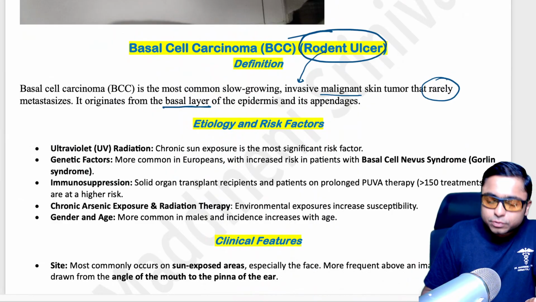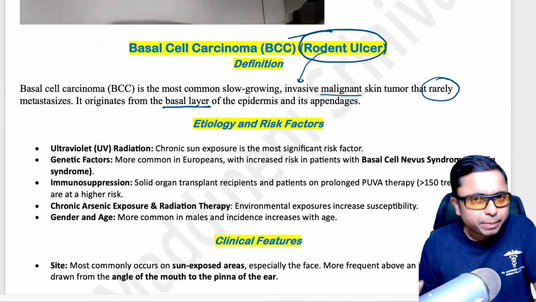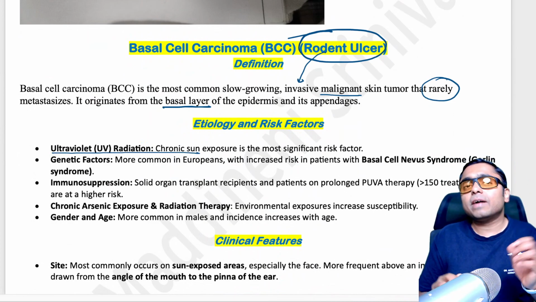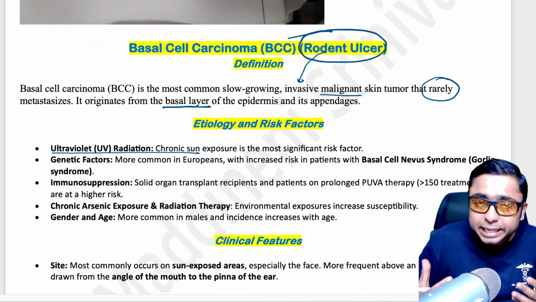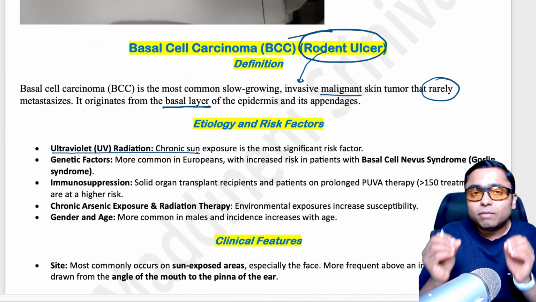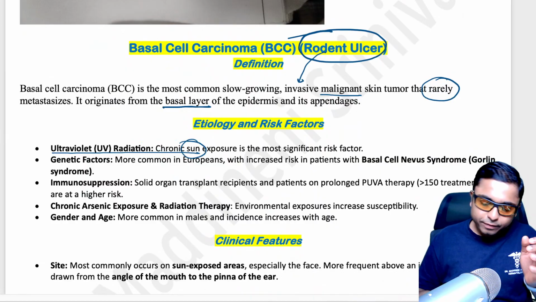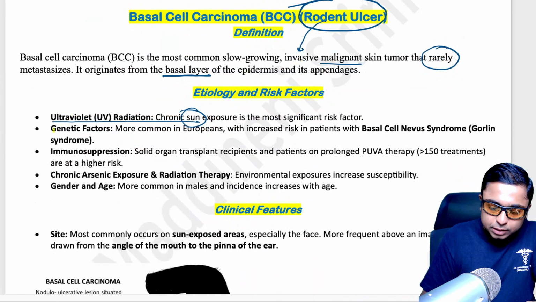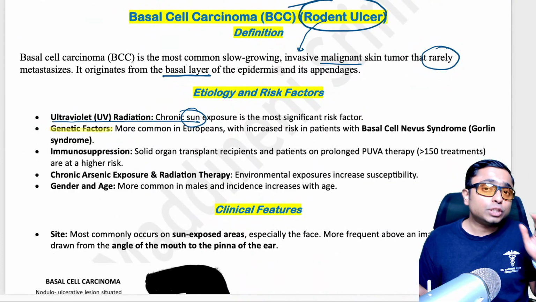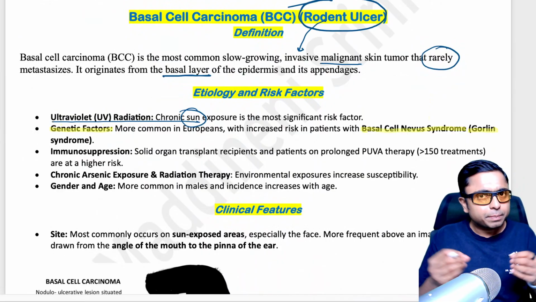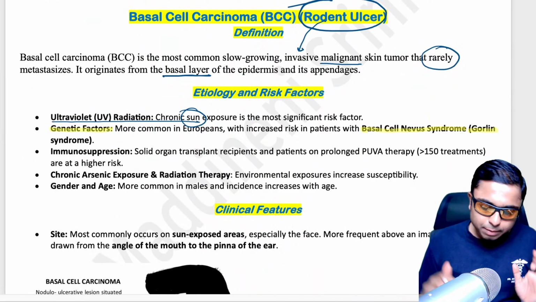It originates from the stratum basal layer of the epidermis, and the most important factor associated with the etiology is the ultraviolet exposure, that is the sun exposure. It is the most significant risk factor. There are other associated factors, like for example genetic factors. If you remember, in the Gorlin syndrome, which is also called basal cell nevus syndrome, there can be multiple basal cell carcinomas in the patient.